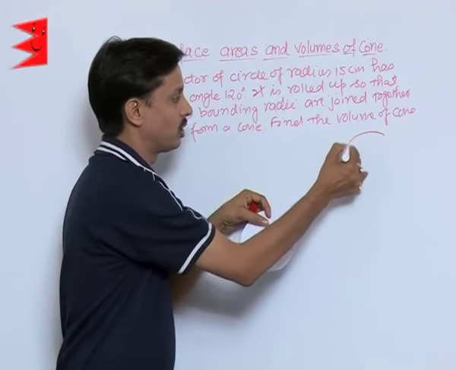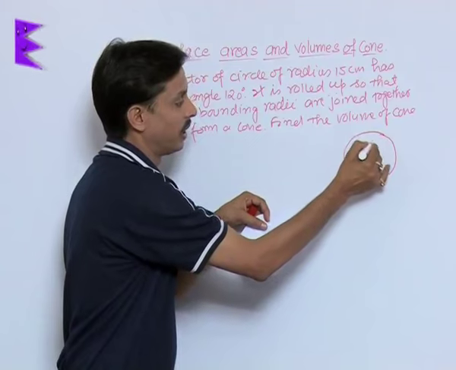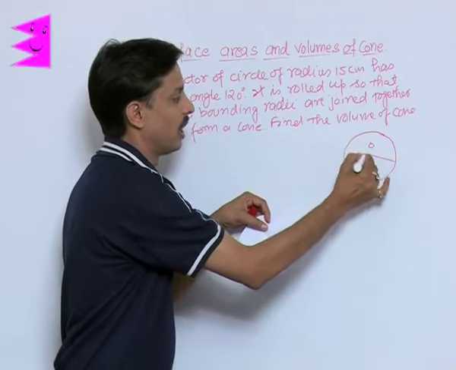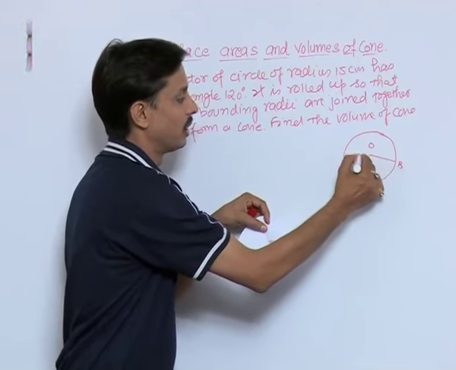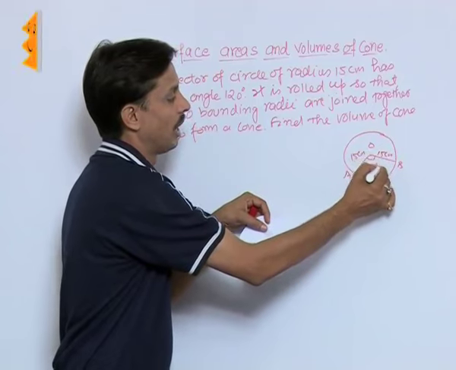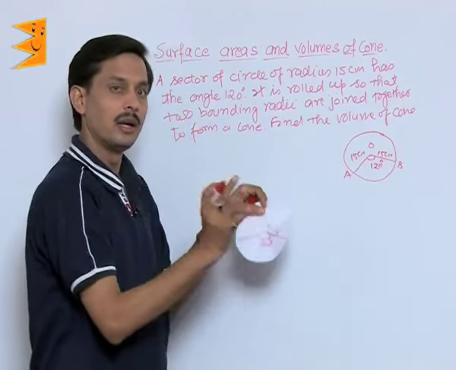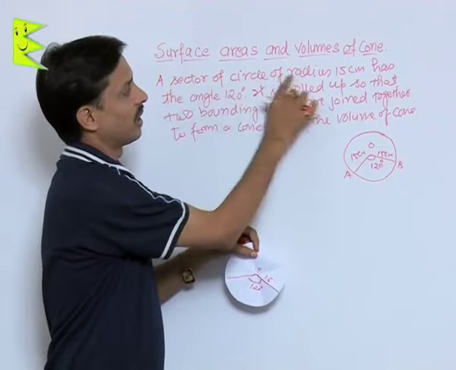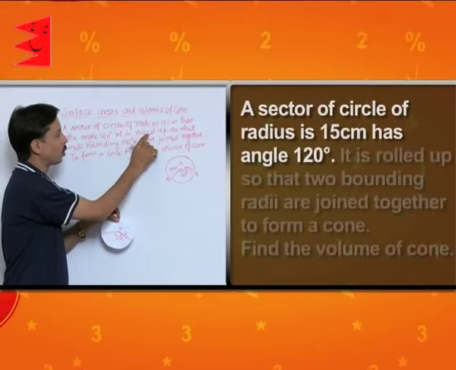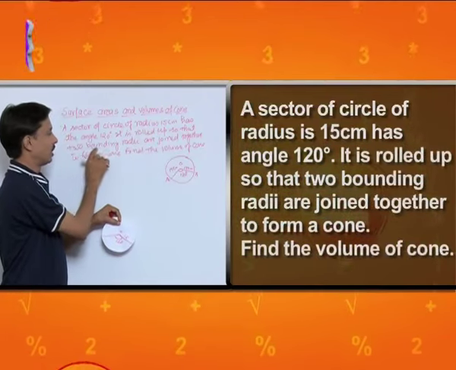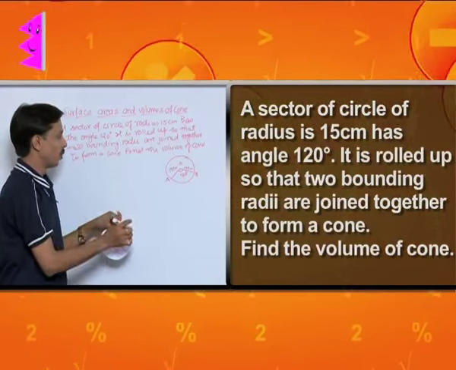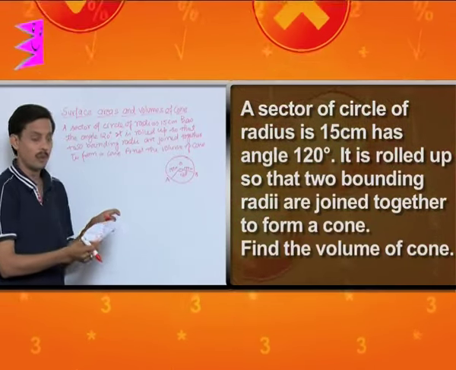I can draw the shape of the circle. I can take the center. I can take one of the sectors. I can mention here the radius 15 centimeter. Angle is 120 degree. A sector of circle of radius 15 centimeter has the angle 120 degree, is rolled up so that the two bounding radii are joined together to form a cone. Find the volume of the cone.